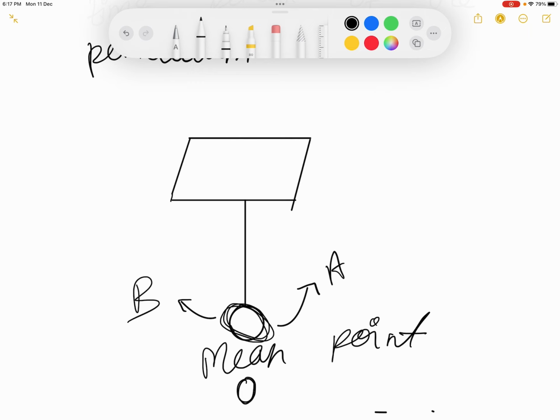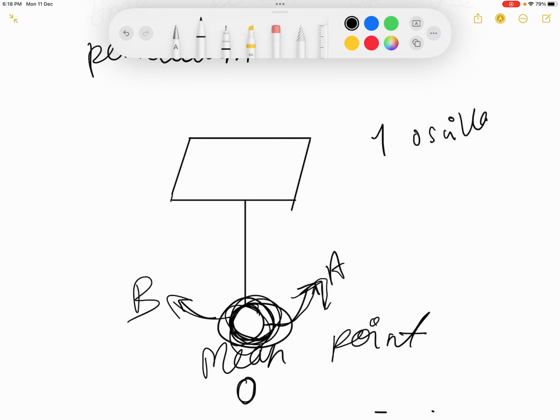When the bob from its mean point goes to its extreme left, or extreme right, whichever direction you take it to, then it comes to its mean point, and then it again goes to its extreme left or right, and then comes back to its mean position. This is known as one oscillation.